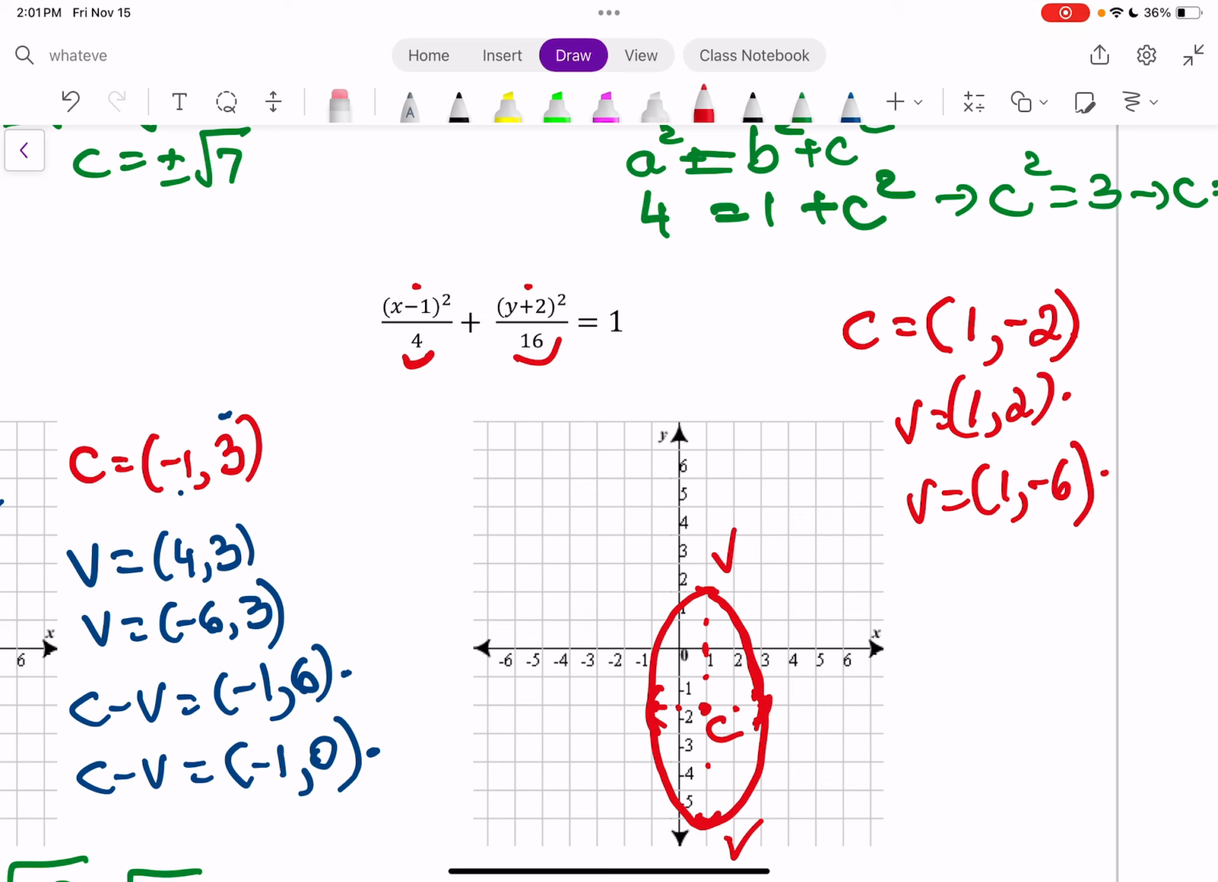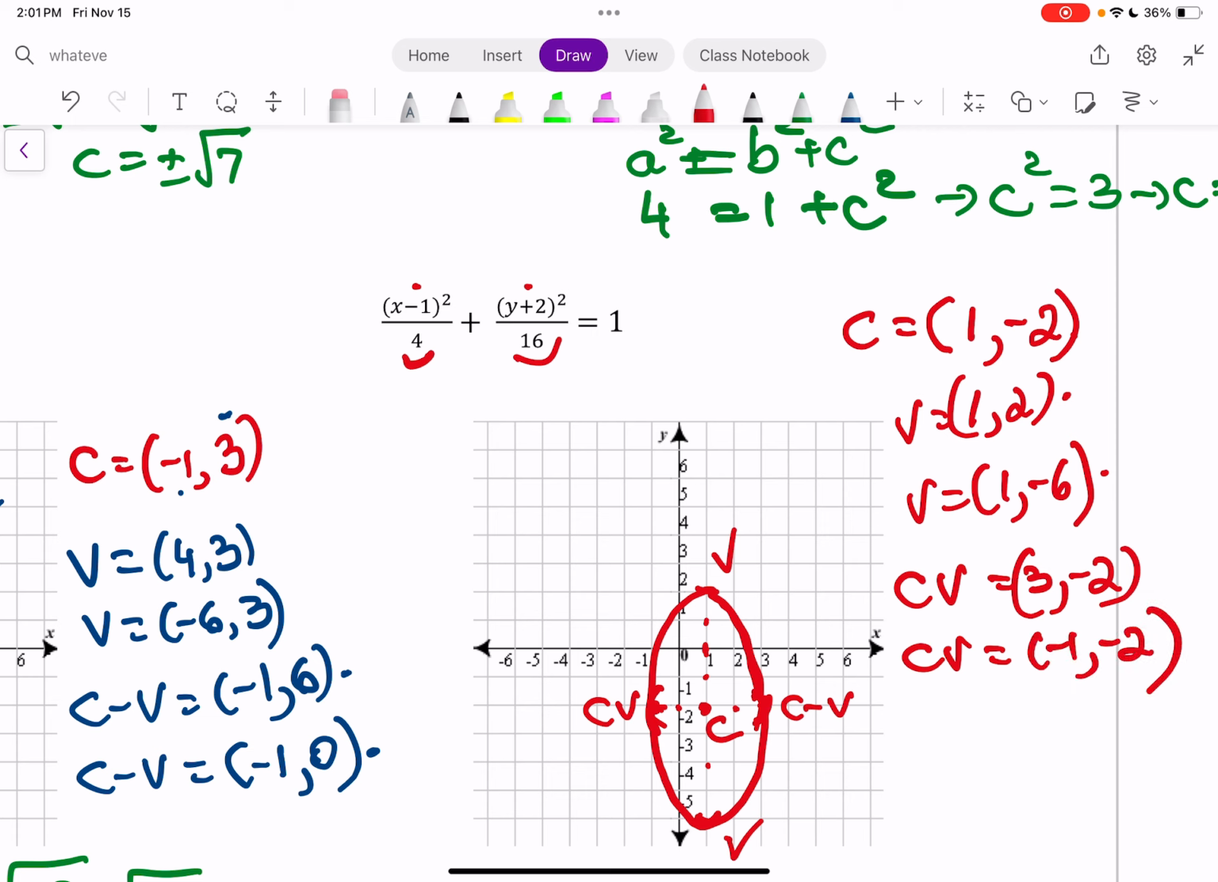The co-vertices are left and right. So at (3, -2), and at (-1, -2), again, they're in the same horizontal line with the center. And then from 1, we added 2 and we subtracted 2. So that's why we got to 3 and -1. All right.